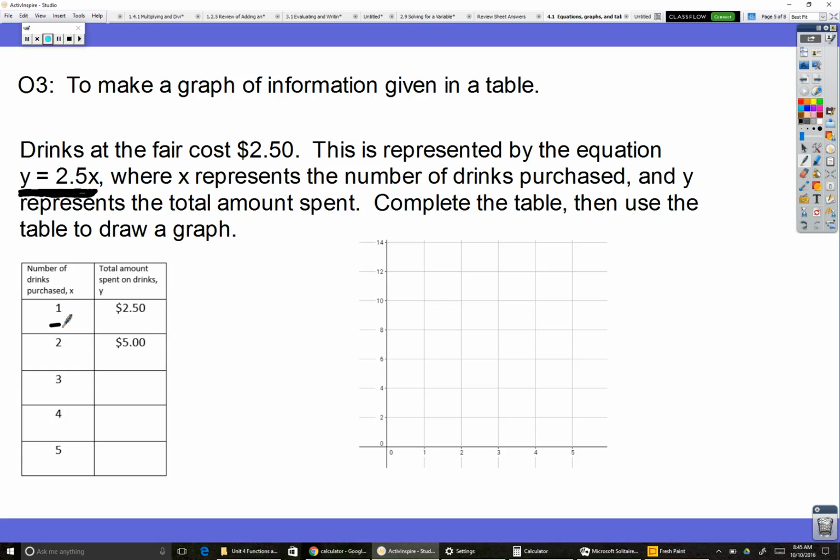We're going to make a table based on that equation. So if we purchase one drink, it costs $2.50. If we purchase 2 drinks, when we multiply 2 times $2.50, we get $5. If we purchase 3 drinks, Katie, how much is that going to cost? If we purchase 3 drinks, $2.50 each, that would be a little high. $7.50. Okay.